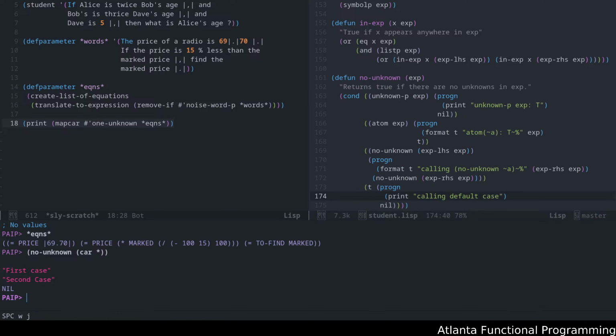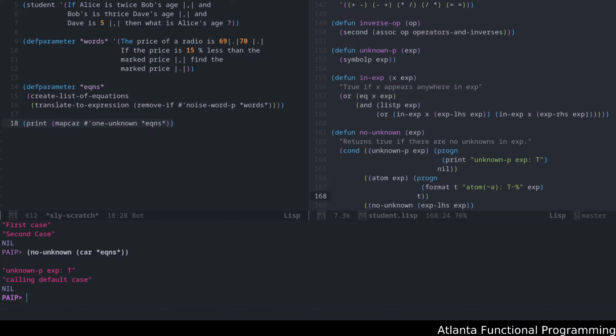Okay, so let's do this again. Do car EQNS. Unknown P. So unknown P is telling us that the expression is a symbol expression. And then it's calling the default case because it's returning.